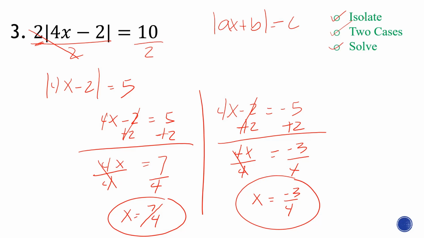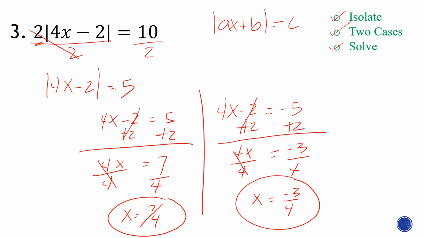Okay, so that's solving. Again, let me just recap what we did here. We divided 2 on both sides because we do not want a 2 there on the left side of that absolute value expression. So now we have 4x minus 2 equals 5. Since this is already in the form of the absolute value of ax plus b is equal to c, that's the time we can separate this into 2 cases. So 4x minus 2 equals 5, and 4x minus 2 equals negative 5.